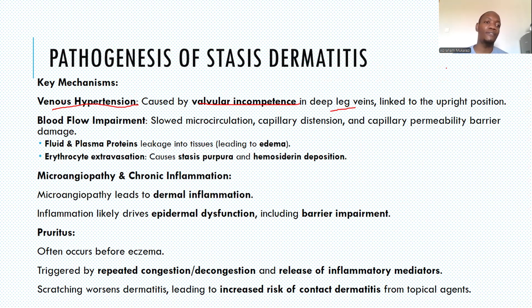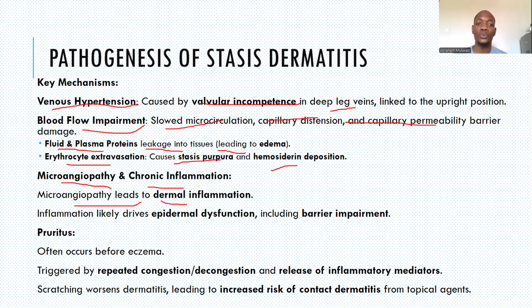So after this, then you have impaired blood flow. When you have impaired blood flow, you'll have slow microcirculation, capillary distension, and then capillary permeability and barrier damage, meaning that capillaries can now leak plasma into the surrounding tissue as well as some red blood cells. In this case, you'll have fluid and plasma protein leaking into tissues, leading to the edema that we see. Then you can also have erythrocyte extravasation causing the stasis purpura, and then also hemosiderin deposition. As you destroy these red blood cells, the heme component gives you the hemosiderin. Then you can have a microangiopathy and a chronic inflammation.